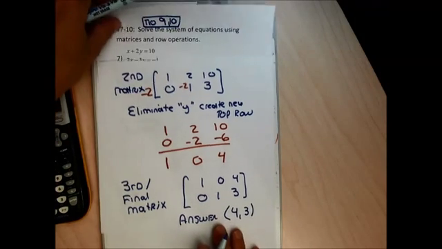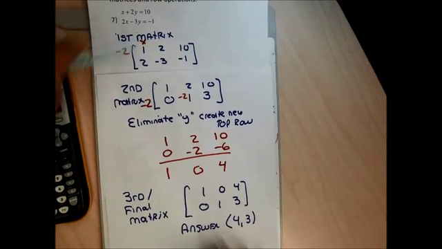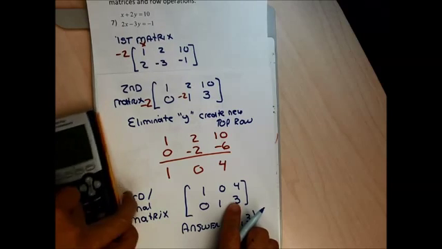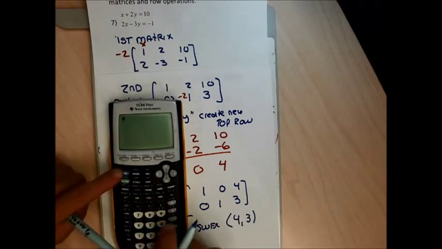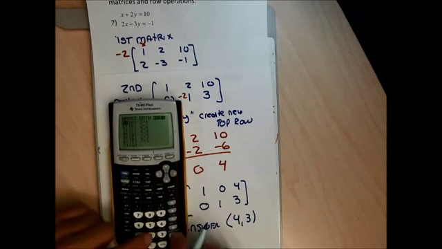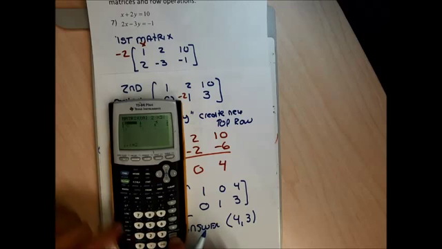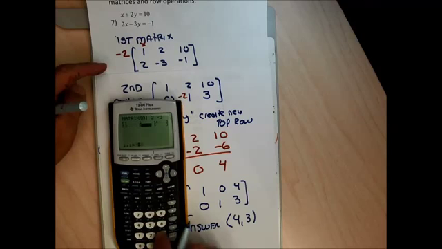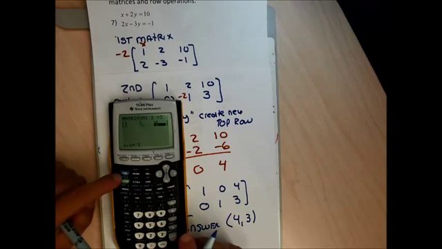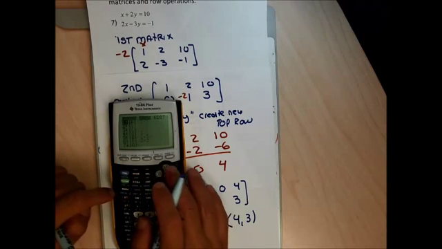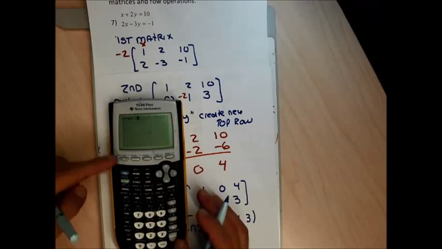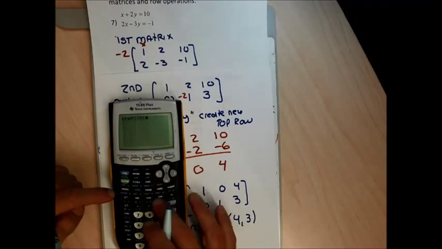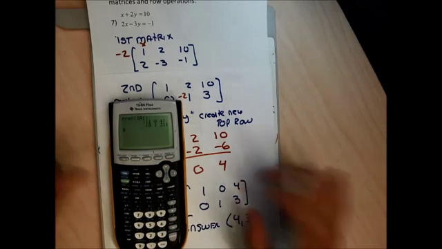Let me check that real quickly by entering that matrix on my calculator and make sure I get that same matrix. So on my calculator, the checking: second matrix, edit, 2 enter, 3 enter, then 1, 2, 10, 2, negative 3, negative 1. Second quit, second matrix, math, RREF, second matrix, enter. Perfect, my answer is right.